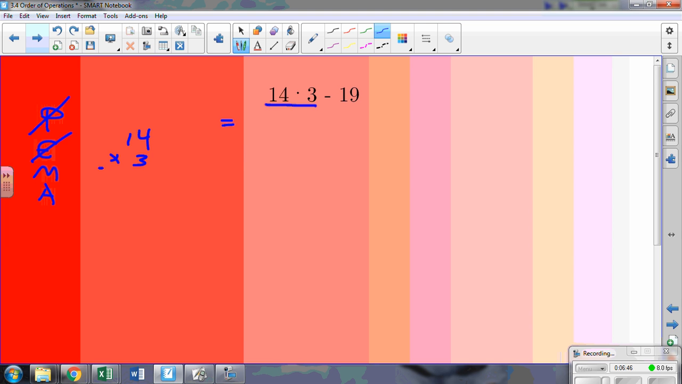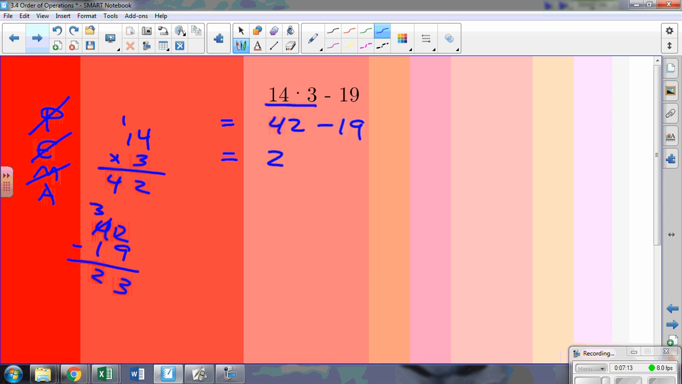and of course if you're not sure, there's no problem going off to the side. 4 times 2 would give us 12. 3 times 1 plus 1 gives us 4. So we've got 42. And then 42 subtract 19. Alright, well we can do more scratch work off to the side. 3, 3, 2, and so our subtraction gives us 23.